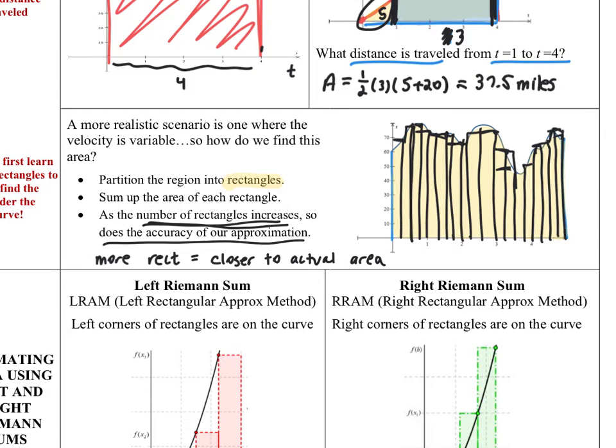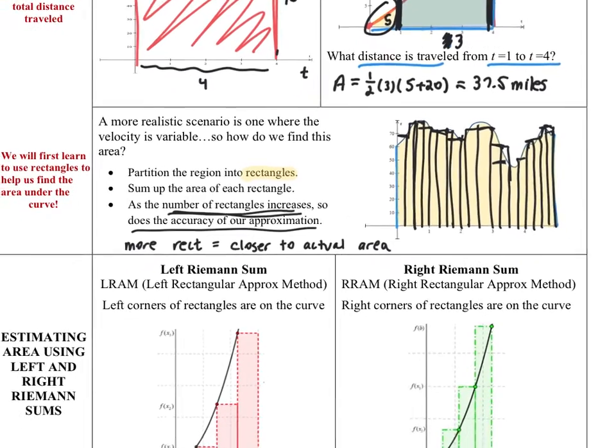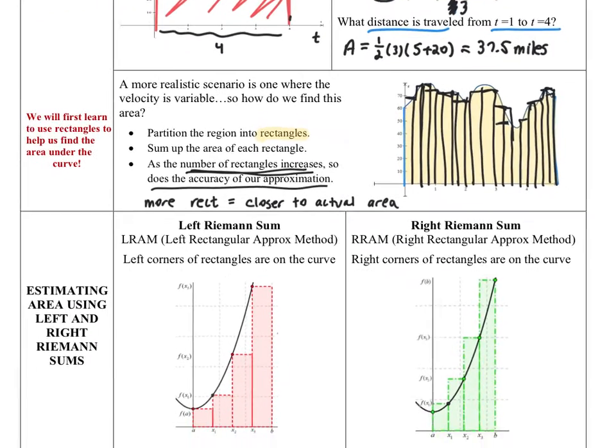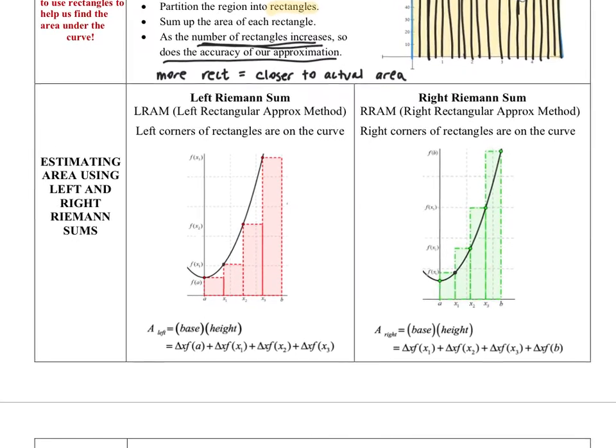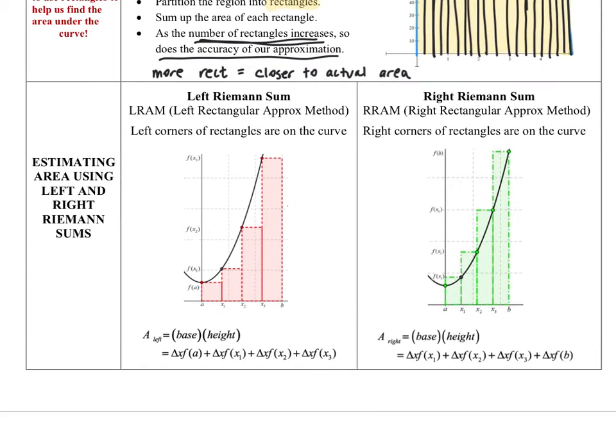We will eventually learn how to find the exact area underneath the curve. That's what an integral is all about. But these first 2 sections, this one and the next one, we're going to learn some approximating methods. In this one, we're going to focus on what's called the left Riemann sum and a right Riemann sum. And all a Riemann sum is, is a systematic way of drawing these rectangles. Whenever you have a left Riemann sum, sometimes called LRAM for short, it stands for left rectangular approximation method.